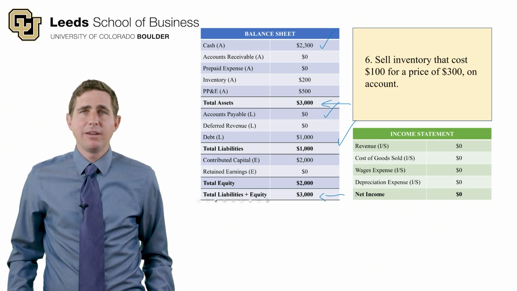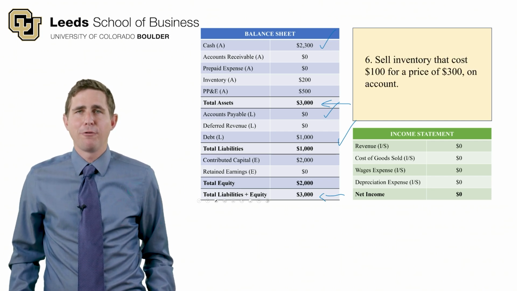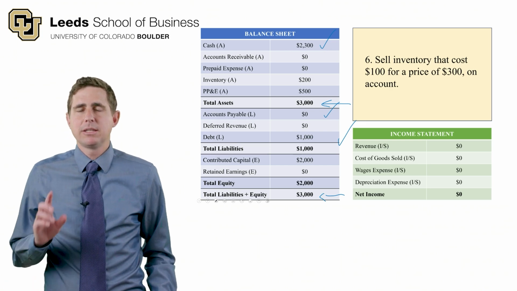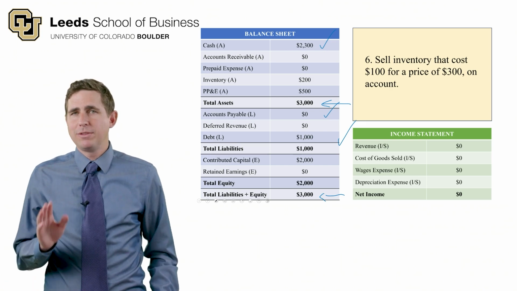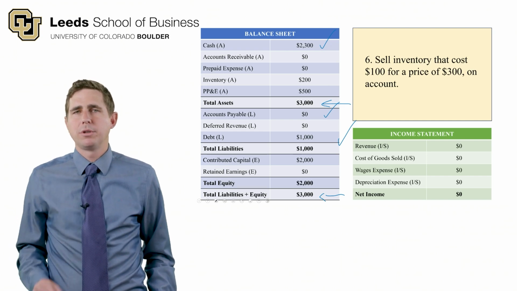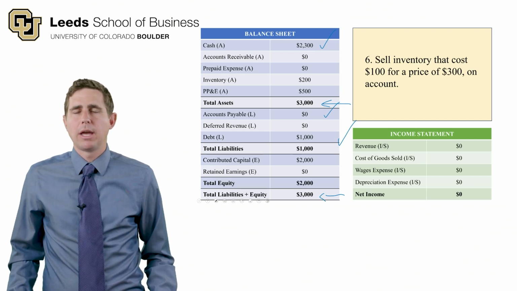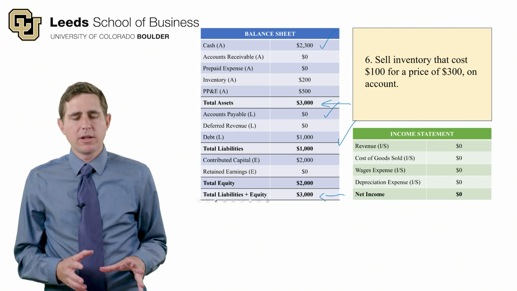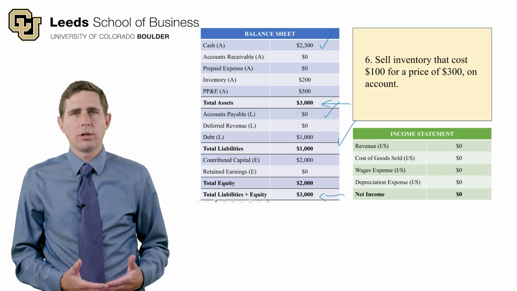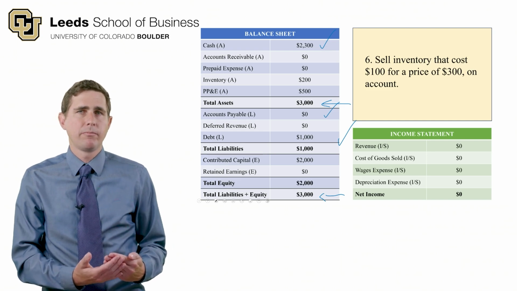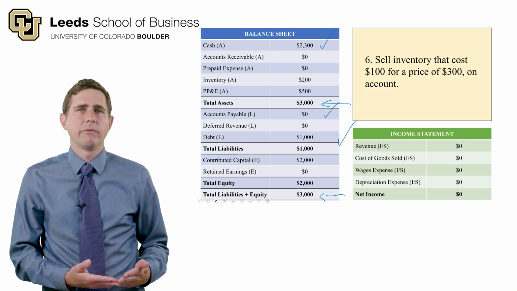Okay, our next transaction. Let's sell inventory for $100 for a price of $300 on account. This is going to be the most complicated transaction we've done yet, so let's take it slowly. First, let's talk about this $100. We're selling inventory that cost $100. So here, if you look at our inventory balance before this transaction, we've got $200, and that's what the inventory cost us, remember, $200. We're going to sell $100 of that inventory.